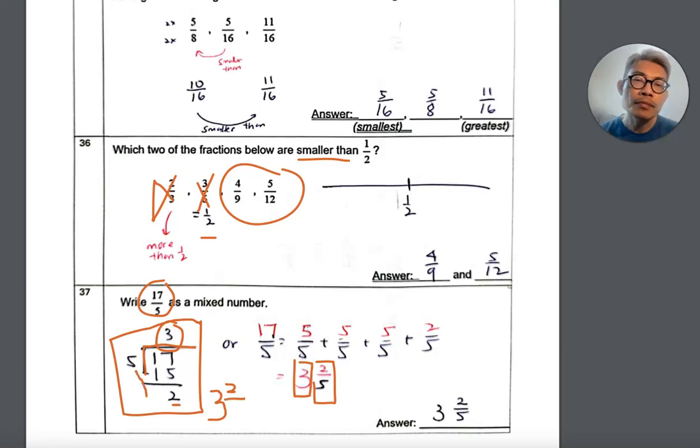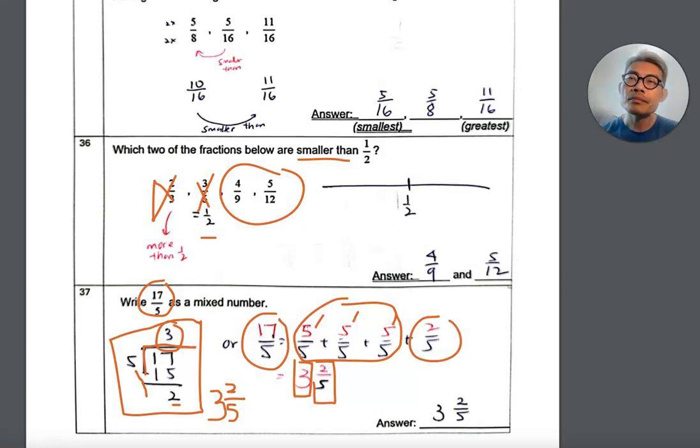Another way to understand this is I split my 17 over 5 into 5 plus 5 plus 5 plus 2. These three things add together to make 3 whole. This is 1 whole, this is another 1 whole, this is another 1 whole, and then beside it is my 2/5.